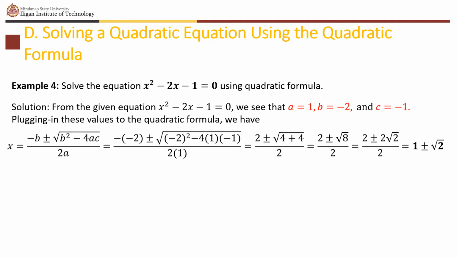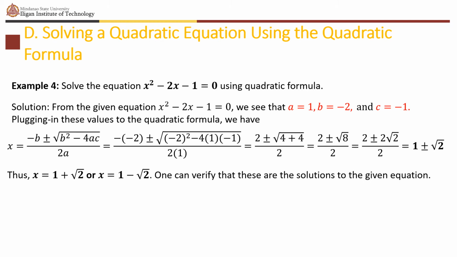You can simplify that: the square root of 4 plus 4, over 2, equals 2 plus or minus the square root of 8 over 2, which is equal to 2 plus or minus 2 square root of 2, all over 2. And that should give us 1 plus or minus the square root of 2.